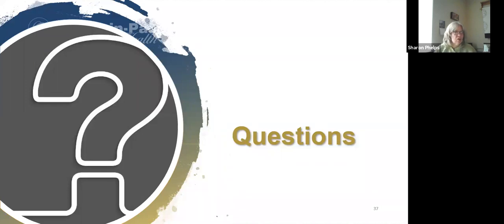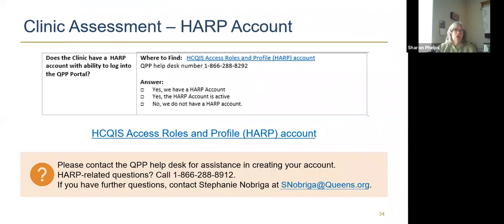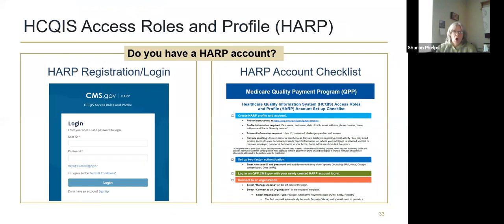Okay, the next question we have from Stephanie. Sarah, can you quickly flip back to the HARP information? So this year, which is different than last year, you could just go onto the QPP website, find the exception application, and complete that from the website. You did not need to go into HARP.